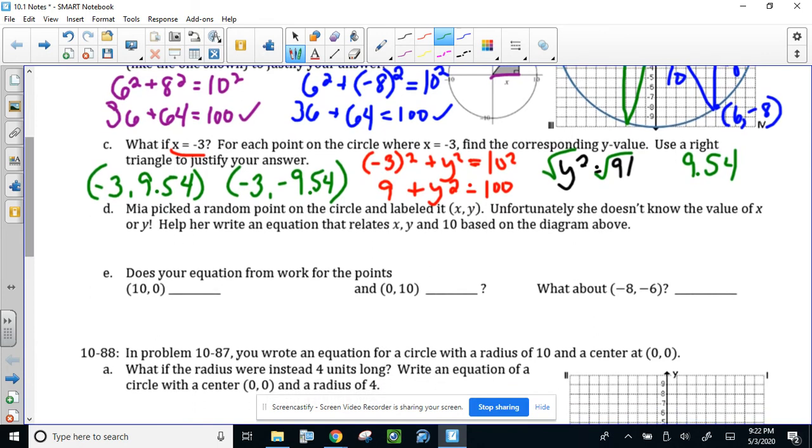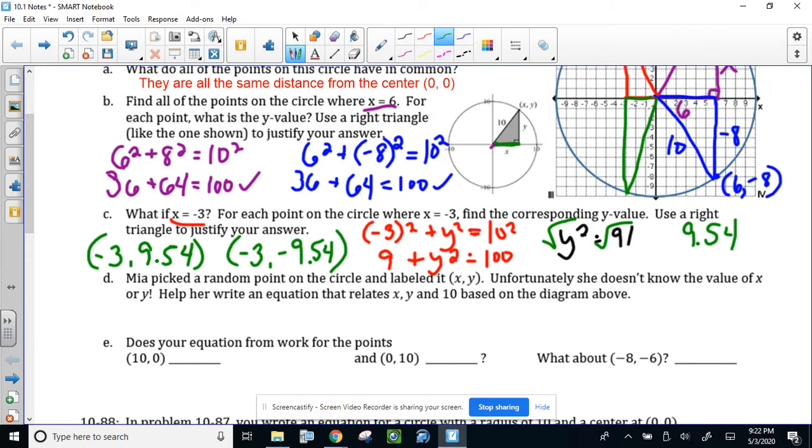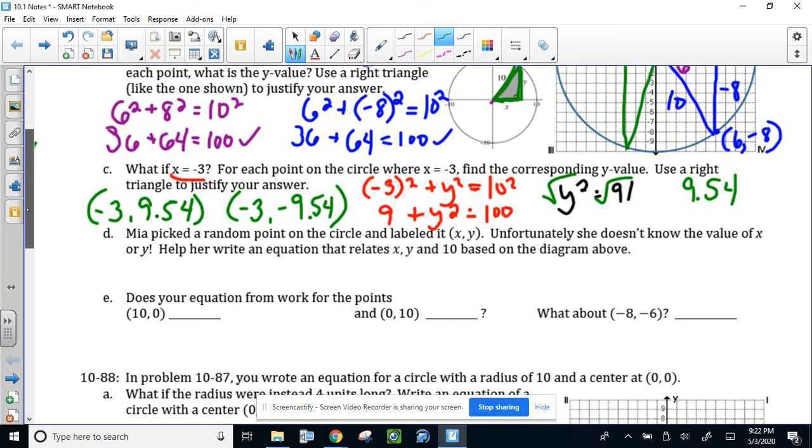Maya picked a random point on the circle and labeled it xy, but she doesn't have a value of x or a value of y. So how could we use an equation to help us relate x, y, and 10, the radius, based on this diagram, based on this information that we see? So if we have an x and we have a y and we know the radius is 10, how could we use that to help us find any point on the circle?